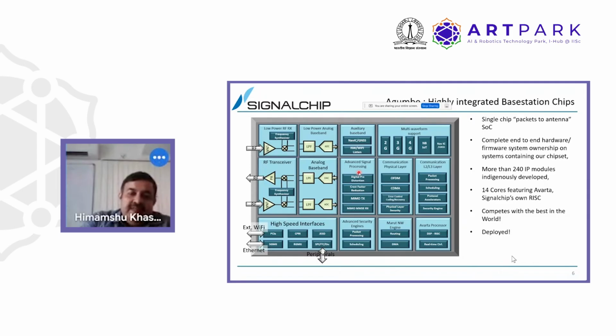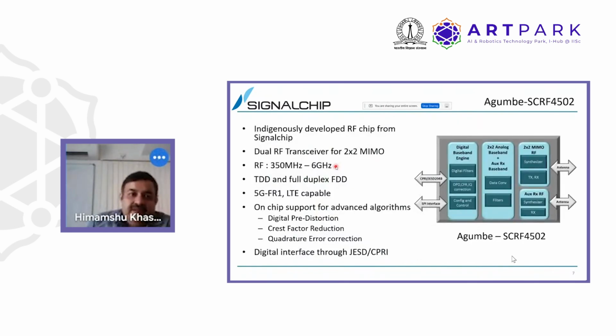So this is a chipset, and if you look at the RF chipset, if you break out that RF portion from the previous block diagram and put it separately with a little bit more additional capability on the bandwidth and the filtering capabilities, that is what the SCRF 4502 is, which is the first 5G chip from India, which has come out. So this chip is a 2x2 chip right now, and again can do all 5G FR1 signal bands, and it can do both TDD and FDD as well.